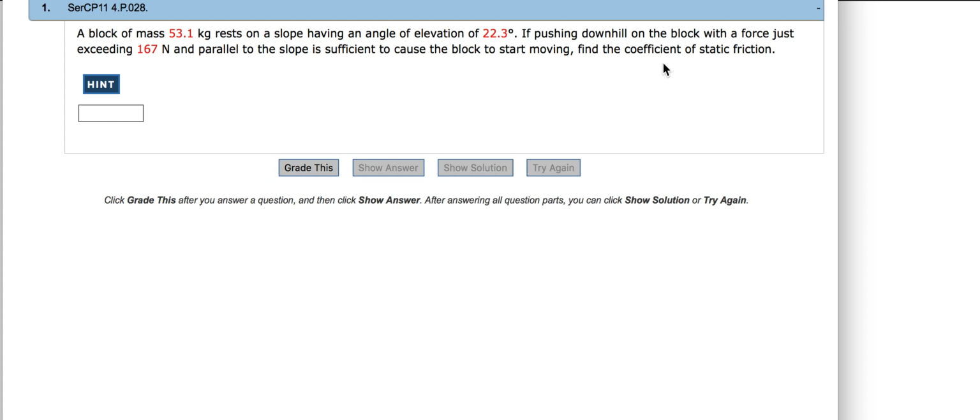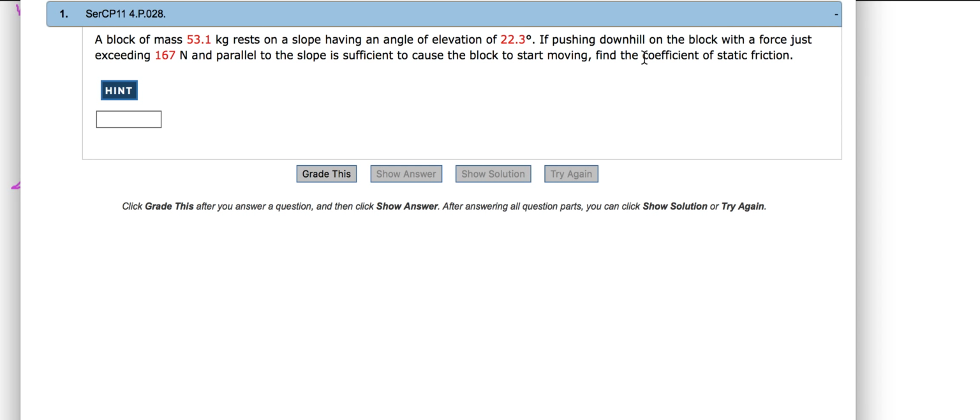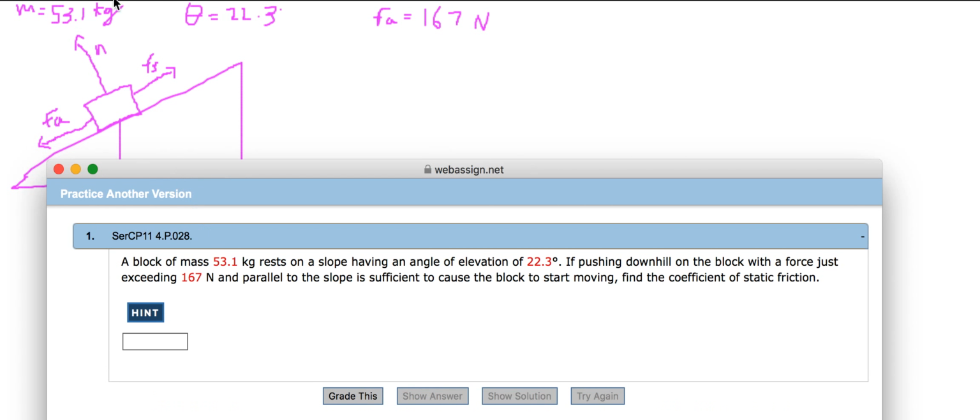So basically we're trying to find the coefficient of static friction, which is the max, because any more force applied would cause the object to start moving. So our mass is 53.1 kilograms, our angle theta is 22.3 degrees, and our force applied, FA, is 167 newtons.